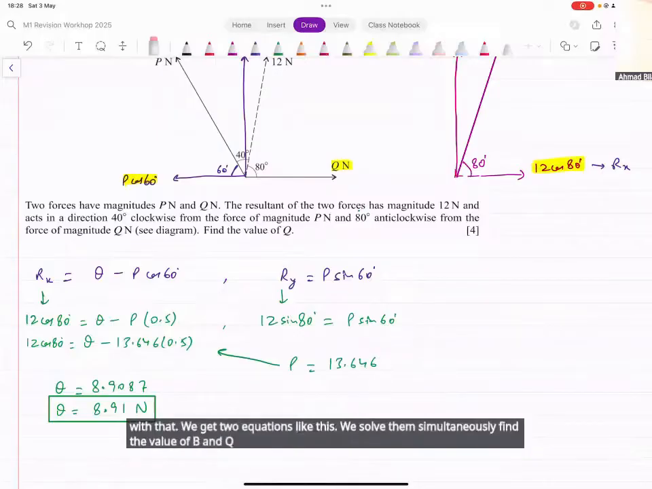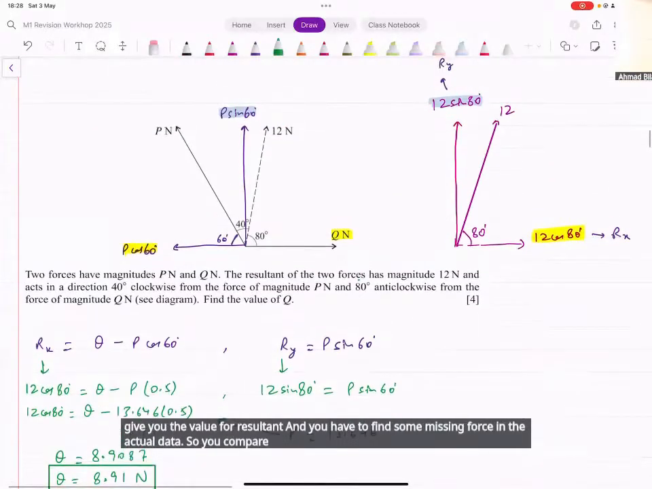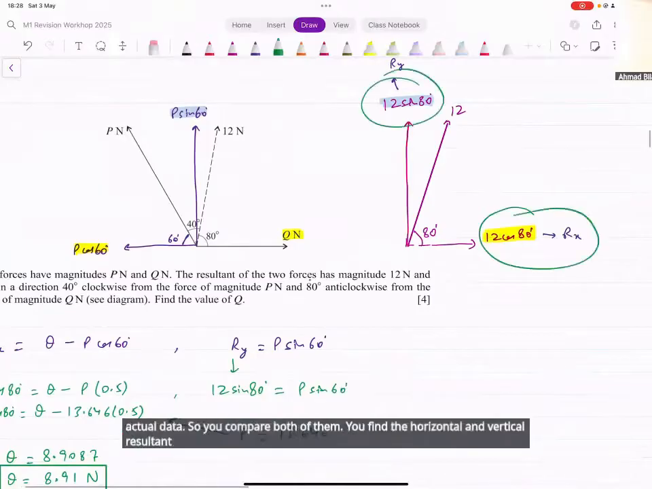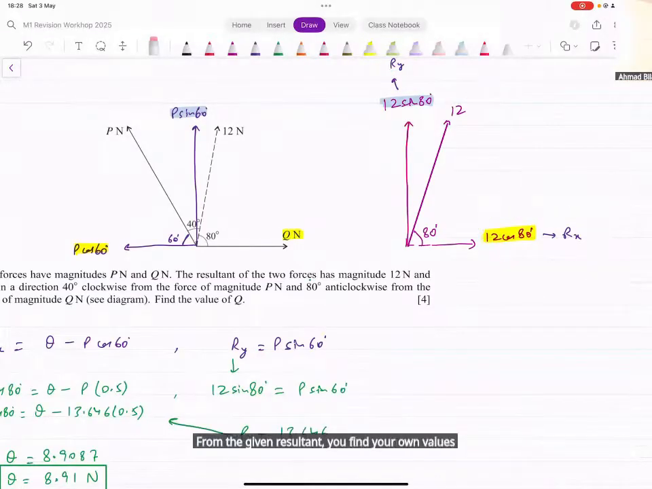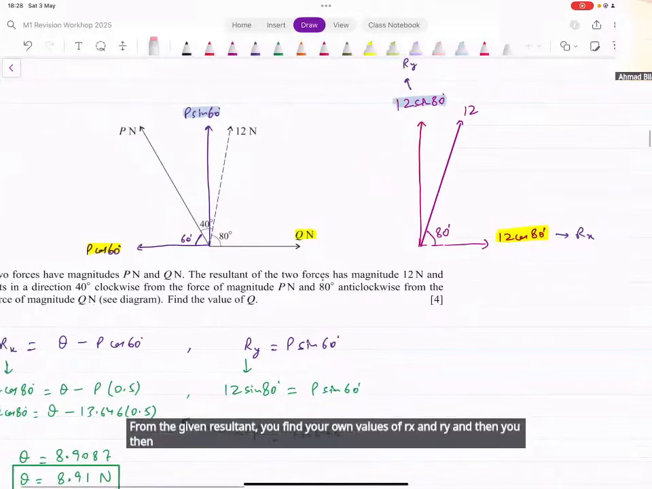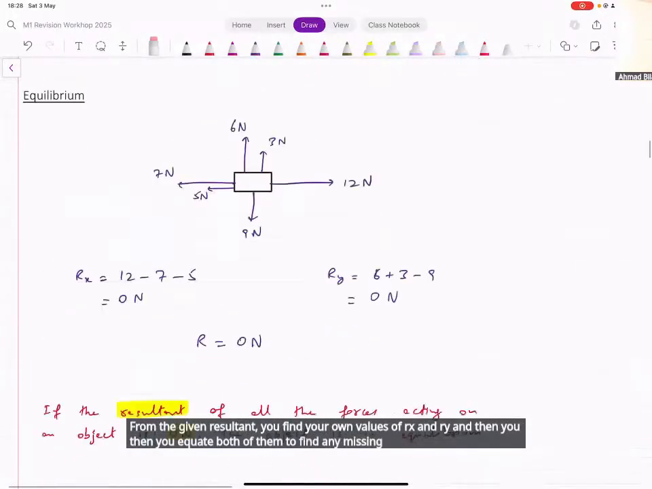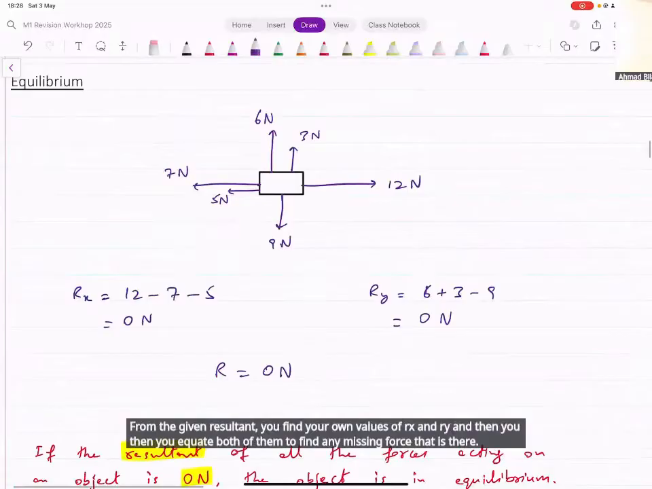Sometimes this can happen as well, that they give you the value for resultant, and you have to find some missing force in the actual data. So you compare both of them. You find the horizontal and vertical resultant from the given resultant. You find your own values of Rx and Ry, and then you equate both of them to find any missing force that is there. Now, the next is the concept of equilibrium.